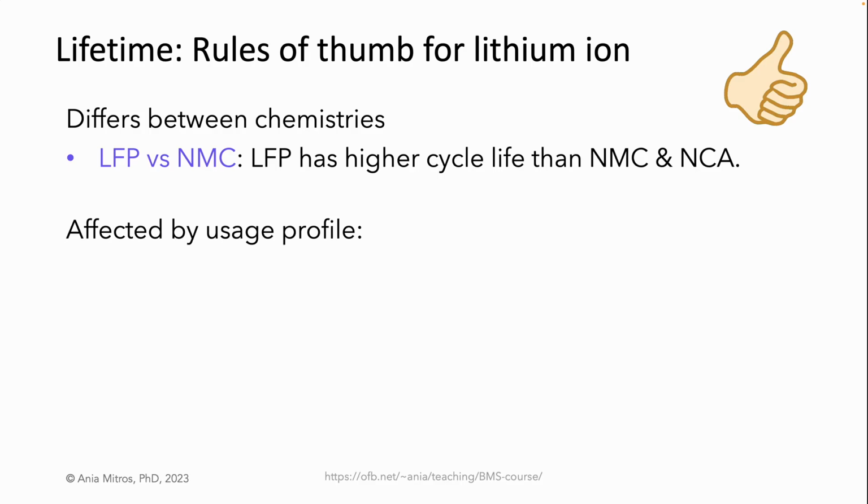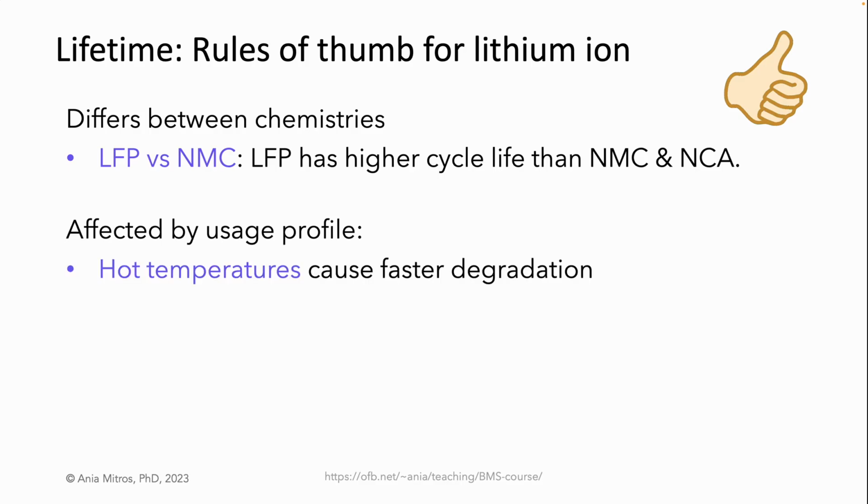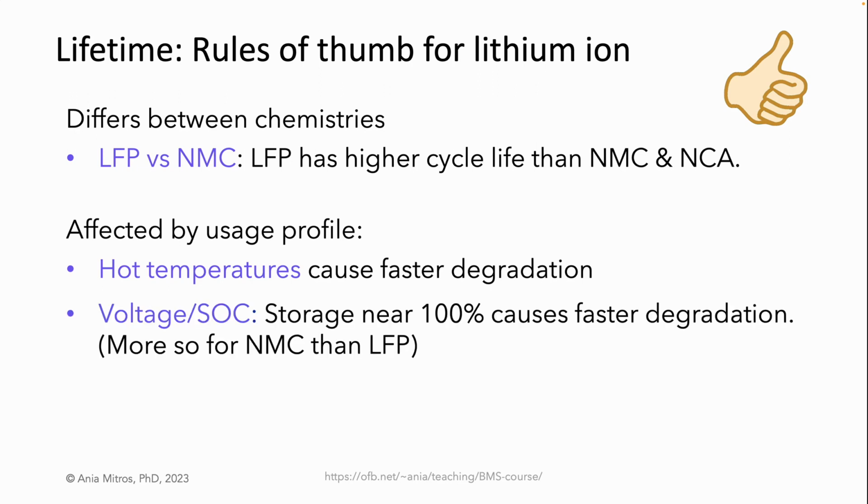How the cells are used also affects their lifetime. Hot temperatures increase degradation. A cooling system or operation in moderate climates extends lifetime. Storage at high voltage or high state of charge decreases lifetime. Avoiding charging to full extends lifetime. We have an engineering trade-off between capacity and lifetime. If you charge to 90%, you get only 90% of the available capacity, but you get more cycles.